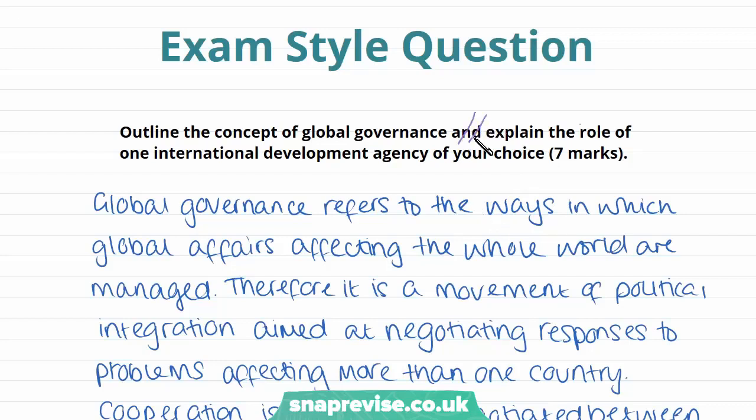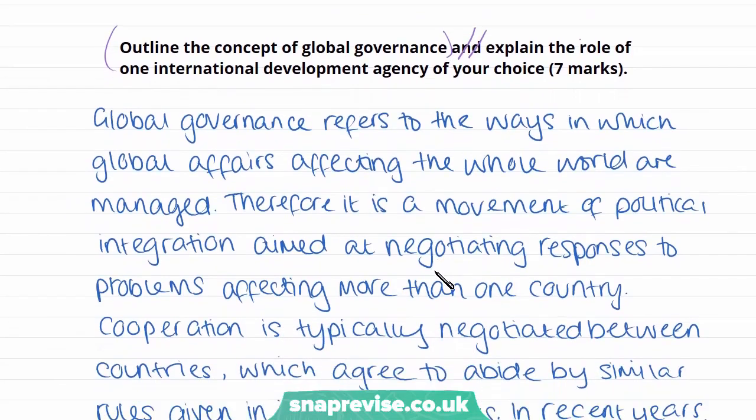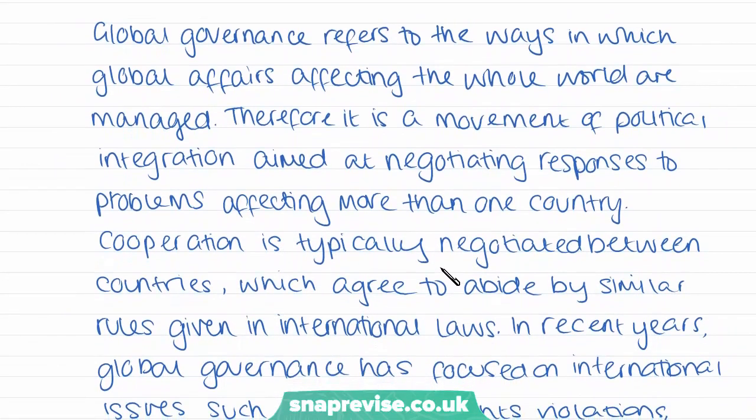So this is one part of the question, and the second half will be about explaining the role of an international development agency. So for this first half of the question, we're going to define the concept of global governance. And what's really good to do when you're revising is just to make a list of definitions and learn them off by heart. So here I've written, global governance refers to the ways in which global affairs affecting the whole world are managed. Therefore, it is a movement of political integration aimed at negotiating responses to problems affecting more than one country. So that's essentially the main definition of global governance here.